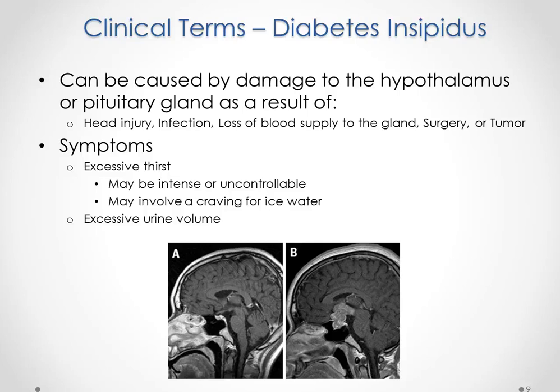Some of the symptoms that you're going to see with somebody that has diabetes insipidus is excessive thirst. The person's really, really thirsty all the time, and a lot of times will crave ice water. And then the other thing you're going to see is excessive urine volume, which makes sense. If you don't have any antidiuretic hormone being produced, there's nothing telling the kidneys to absorb the water, which causes the excessive urine volume.